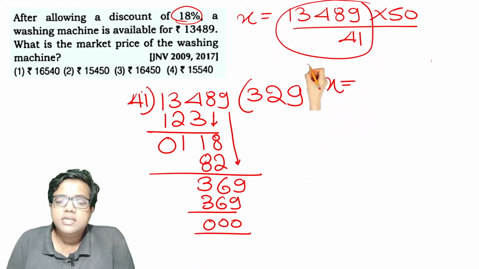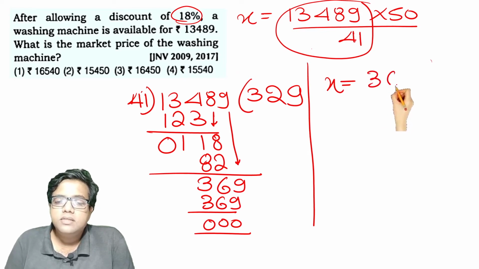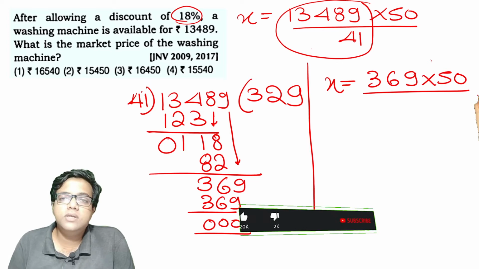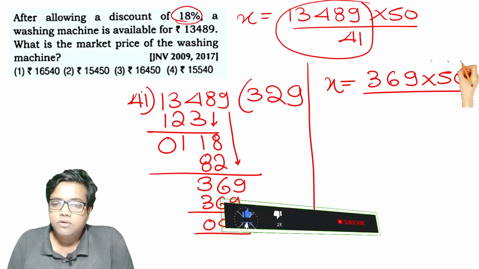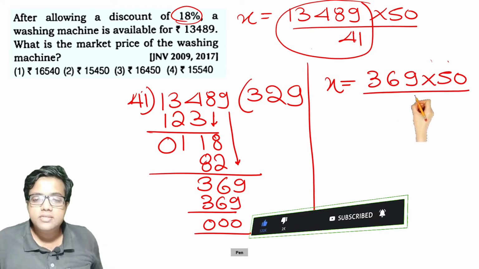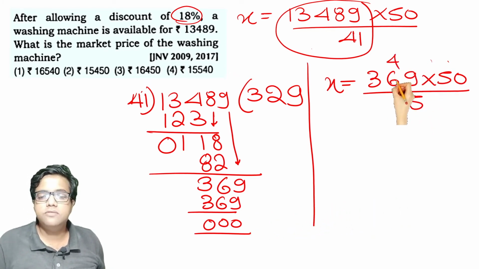Now this part became 369. So X is equal to 369 into 50. Let's do the multiplication here. Forget about the 0, just do the multiplication with 5. 5 nines are 45, 4 carry over. 5 sixes are 30, 30 plus 4 is 34, 3 carry over. 5 threes are 15, 15 plus 3 is 18.